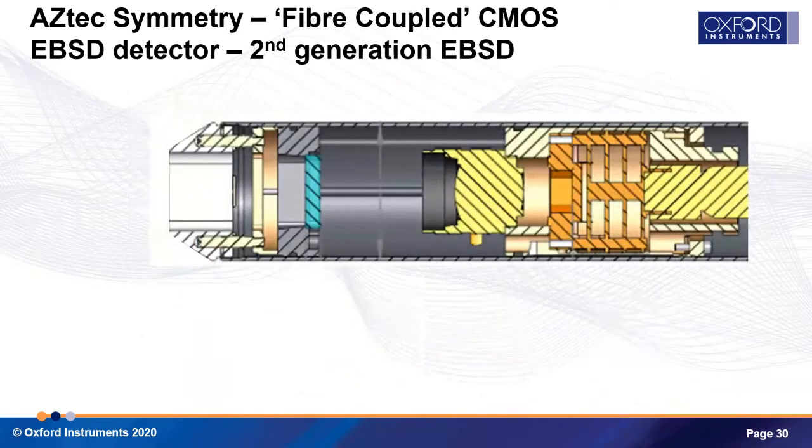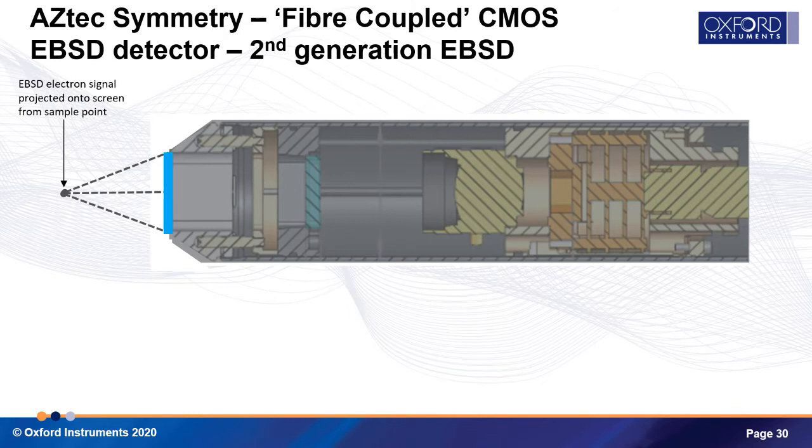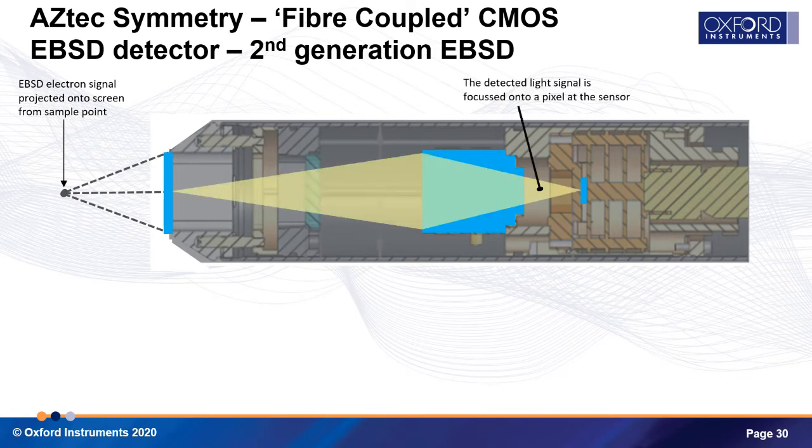So let's consider the previous generation of detector. This is a cross section through a Nordlys or Norloose detector, and we can see at the front end of the detector we've got the phosphor screen. We can see more or less in the middle you've got the lens, and then at the back you've got the imaging array, the CCD.